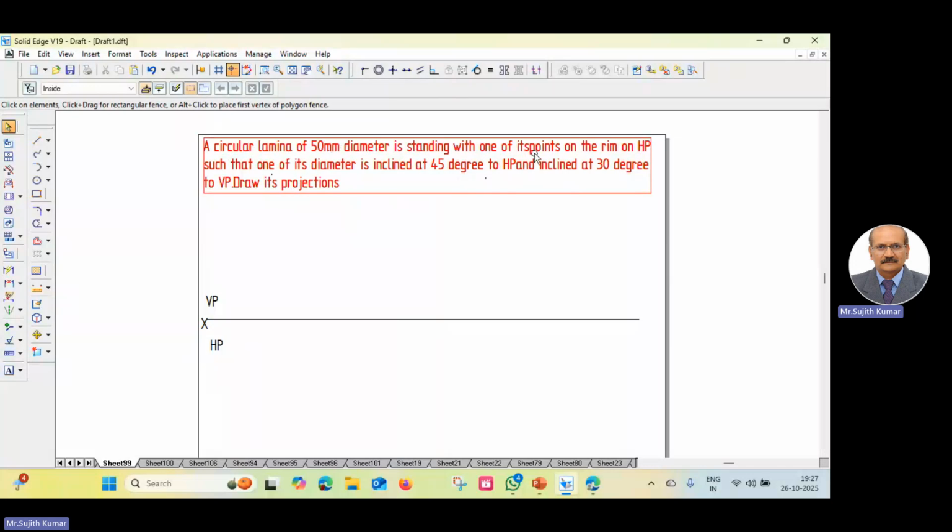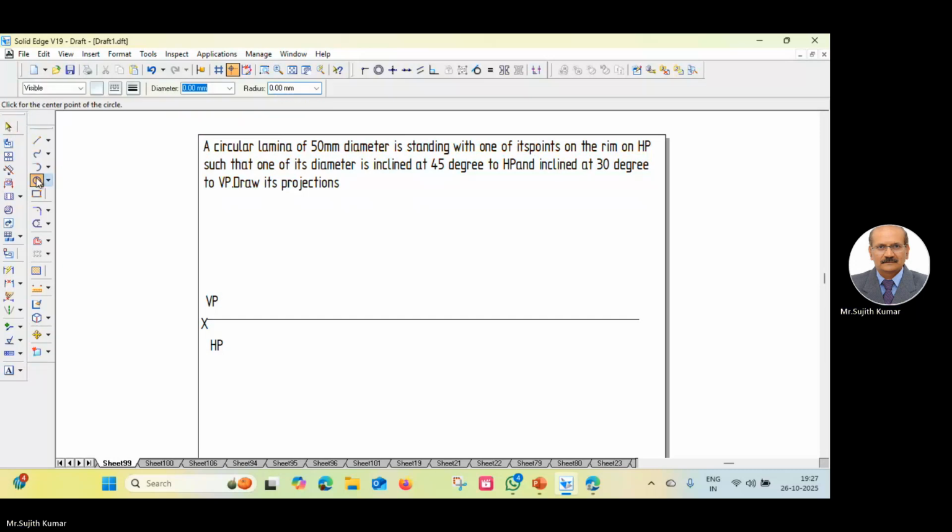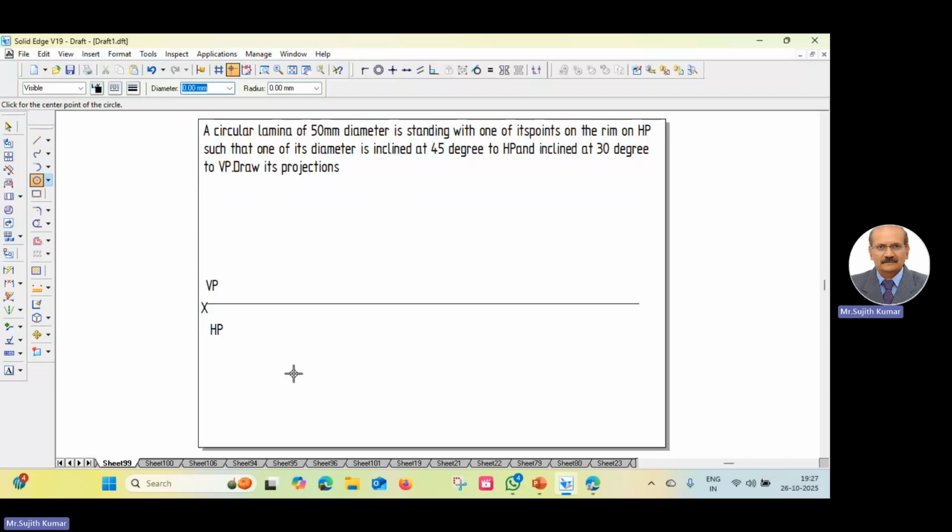It is standing on one of its points on the rim. Rim means circumference. On the rim, circumference, on HP. So let us go to the circle command here. Click on this. Select a dark line. Click on the drawing sheet for the center of the circle. In the ribbon bar, enter 50. So you will get a circle of diameter 50 mm.